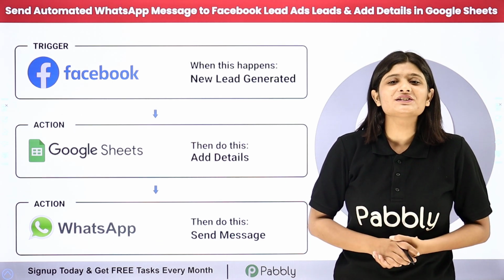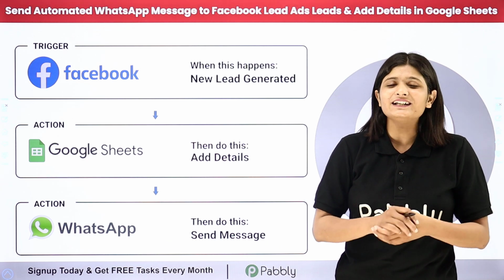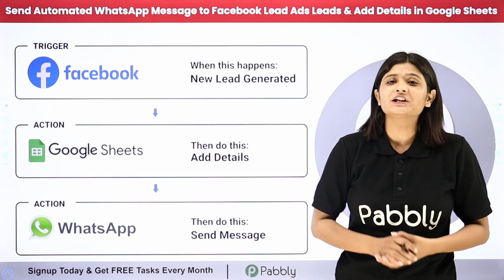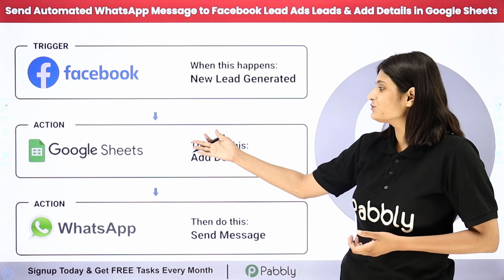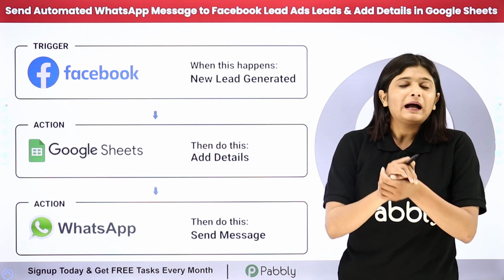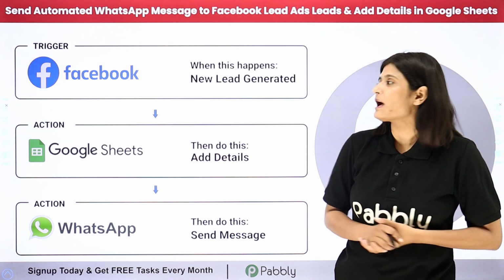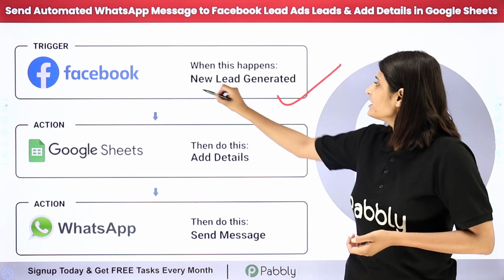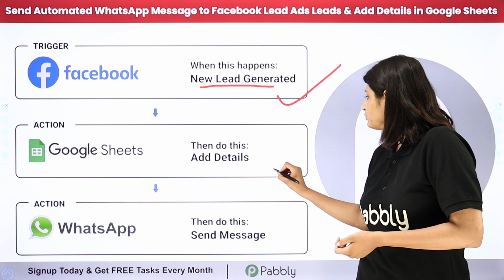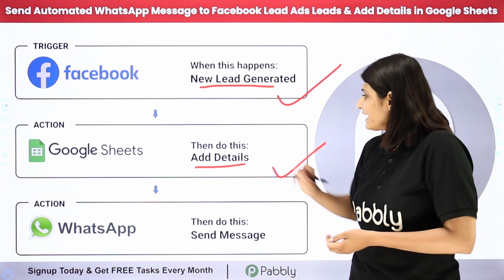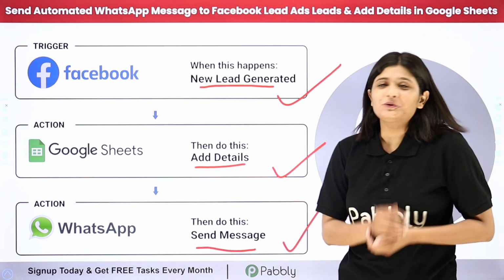I can do this automation with the help of Pabbly Connect. So Pabbly Connect is an amazing automation and integration software which requires no coding or programming skill. I just need to build connection between Facebook lead ads, Google Sheets and WhatsApp. Pabbly Connect runs on two principles, which is triggers and action. Here as my trigger application, I will take Facebook lead ads where the new lead will be generated, and in my action application, I will take Google Sheets where the details will be added, and WhatsApp where the message will be sent to all my customers automatically.